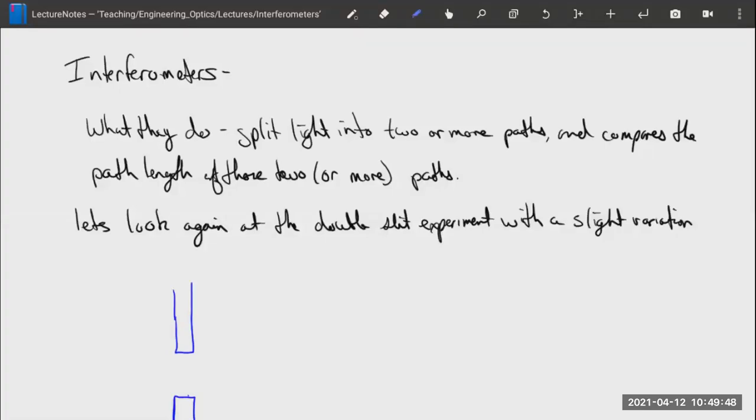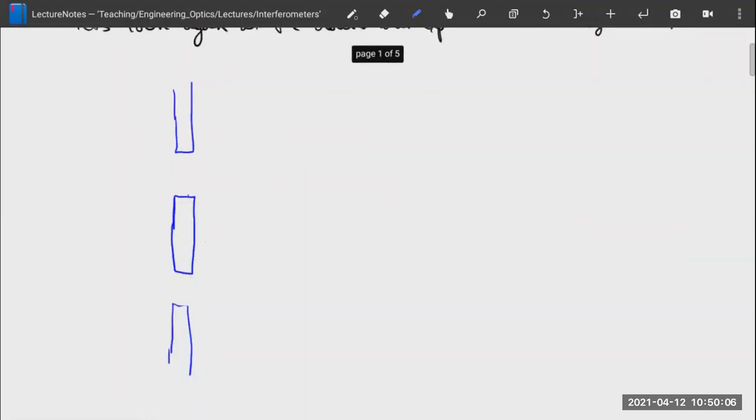Okay, so we talked about interference. There are lots of cases where it shows up in your life. Well, not lots, but there are some. But you can actually use interference to create very sensitive measurement devices. And so let's look back at that double slit experiment.